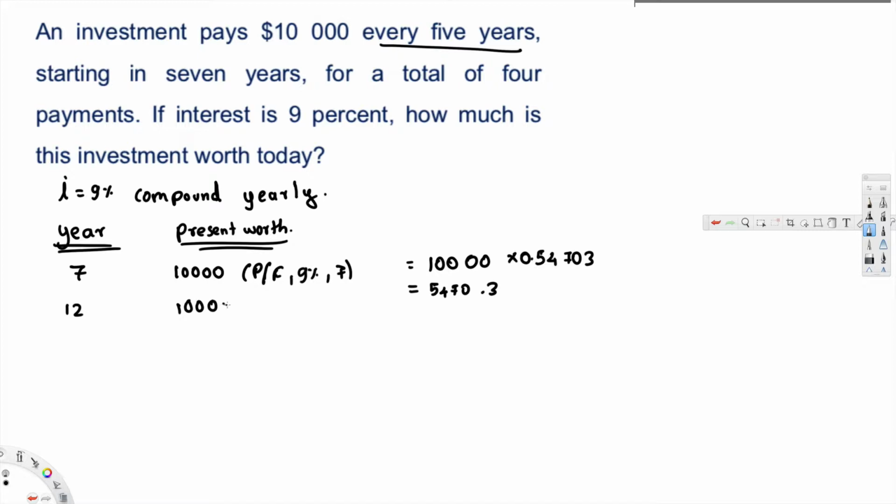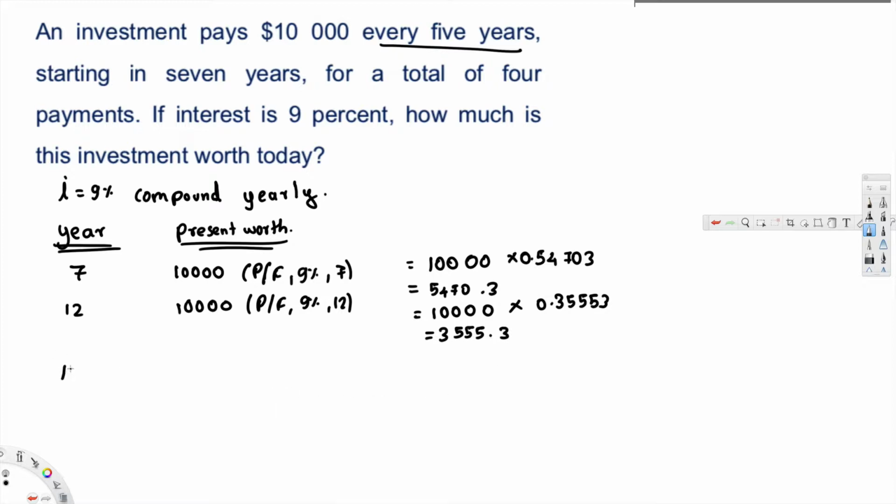Then every 5 years, so 7 plus 5 is 12. Here we have 10,000 times the present factor at 9% for 12 years. If you look at this value on the table, it's 0.35553, and that's equivalent to 3,555.3.